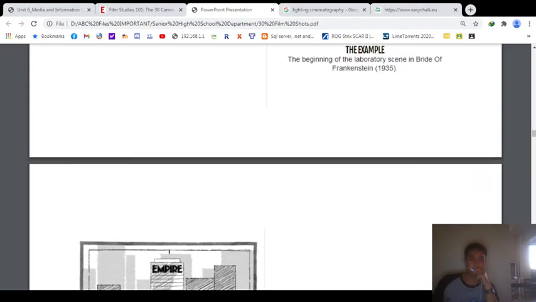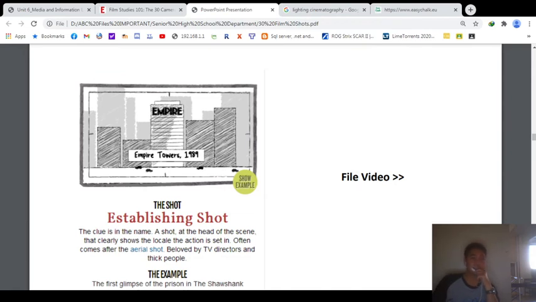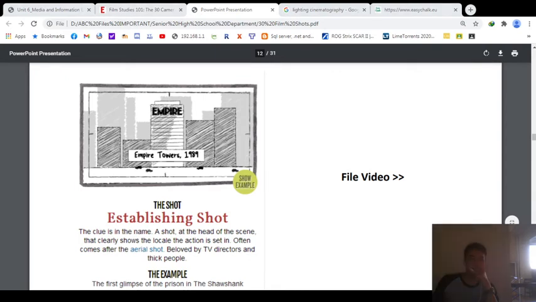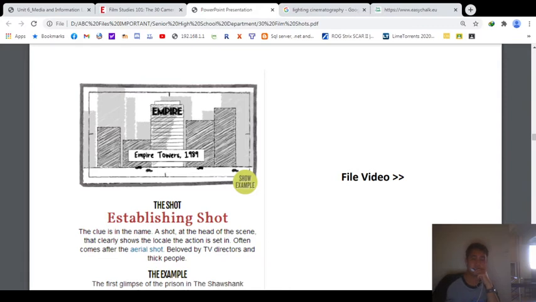Okay. So next is the establishing shot. You are referring to a scene where a specific character is walking in an establishment, or a specific building. Use the establishing shot. The clue is in the name. A shot at the head of the scene that clearly shows the locale the action is set in. Often comes after the aerial shot, beloved by TV directors. So after the aerial shot, you use the establishing shot. A certain place where the scene could be held, where the action takes place in that specific area. That is the establishing shot.